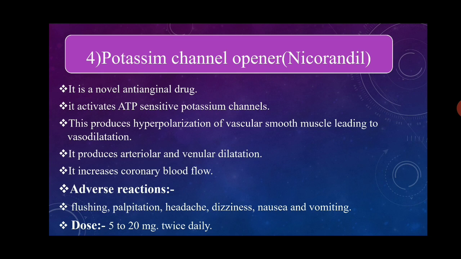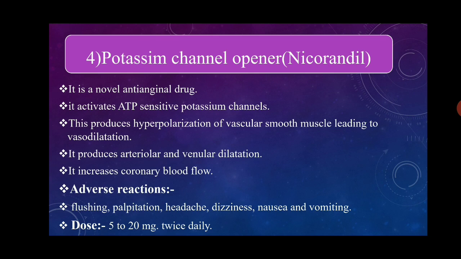Last slide. The fourth class of anti-anginal drugs is potassium channel openers. The drug is nicorandil. It is a novel anti-anginal drug. This drug activates the ATP sensitive potassium channel and produces hyperpolarization of vascular smooth muscle, leading to vasodilation. A potassium channel opener creates hyperpolarization of vascular smooth muscle, and therefore vasodilation.